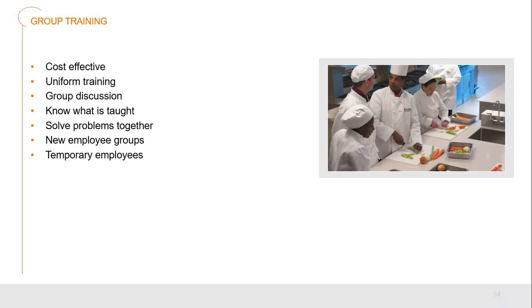at the same time. This is where you can give uniform training with group discussions on what you're learning, so that they will all know what's being taught together. It helps to solve problems together as a group as well. So new employee groups can all be brought in at the same time so that they can start learning all of these items. This is especially good for large businesses that may be hiring more than one person at a time for that same or similar role.